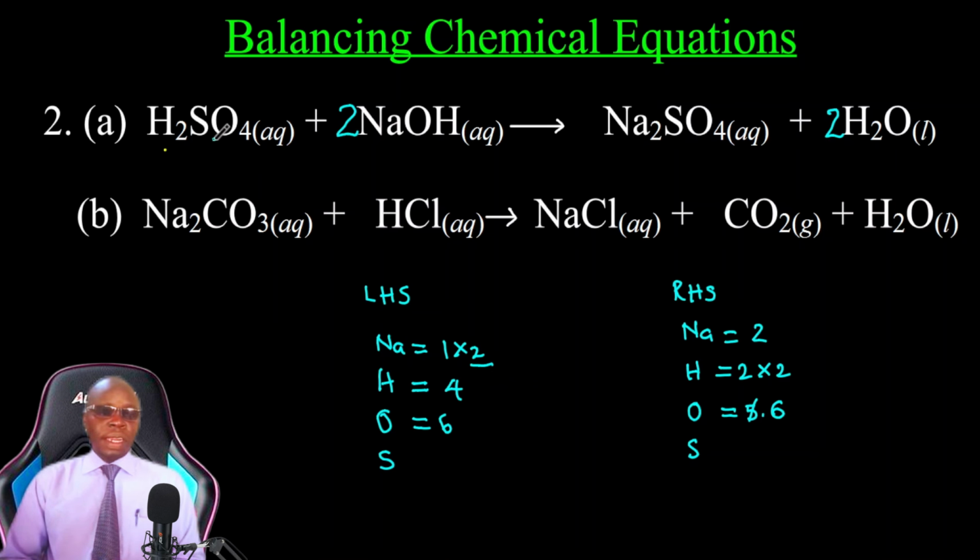Sulfur from the reactant side is 1, and from the product side, when you look at it, we also have 1. So in total, this one is also balanced. Meaning our equation is balanced.